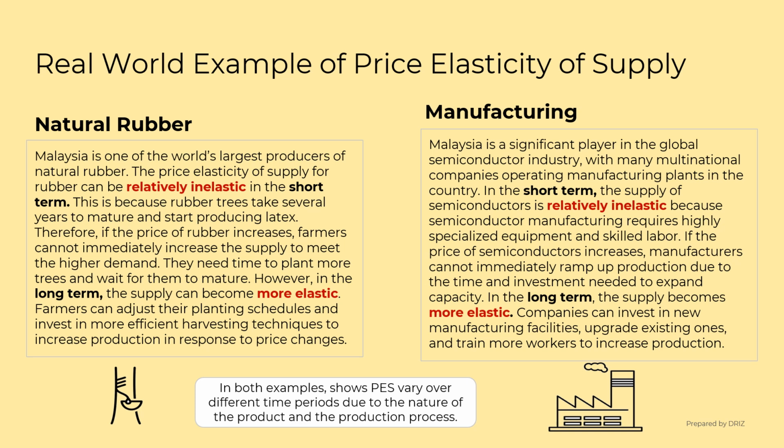The second example is manufactured goods. The supply of manufactured products is generally more elastic. If prices rise, factories can often increase production quickly by using extra shifts, adding machinery, or increasing orders for raw materials. So the quantity supplied can respond faster to price changes, especially in the medium and long run.